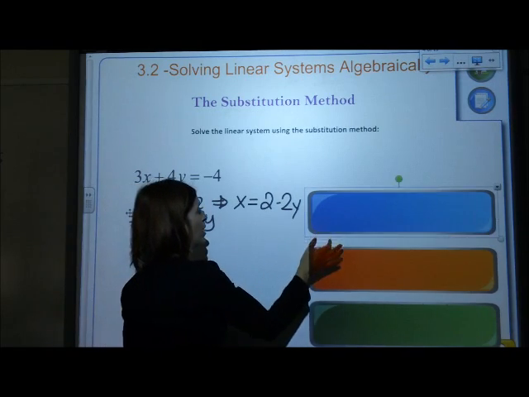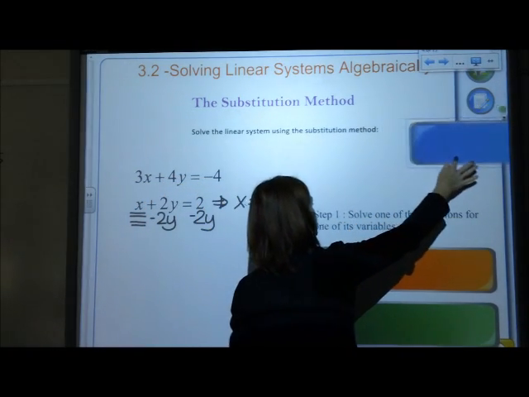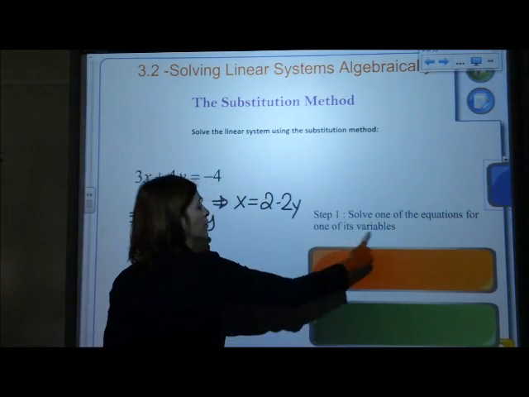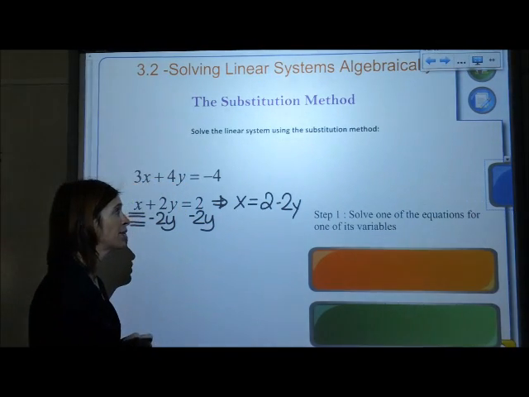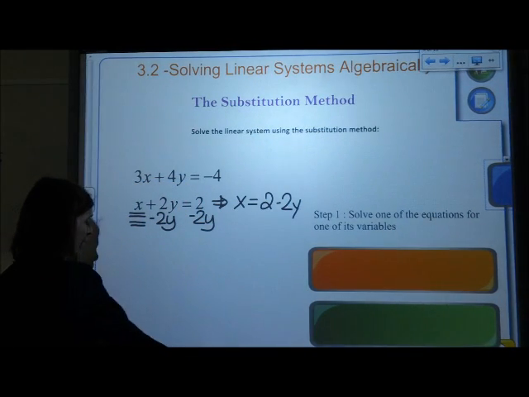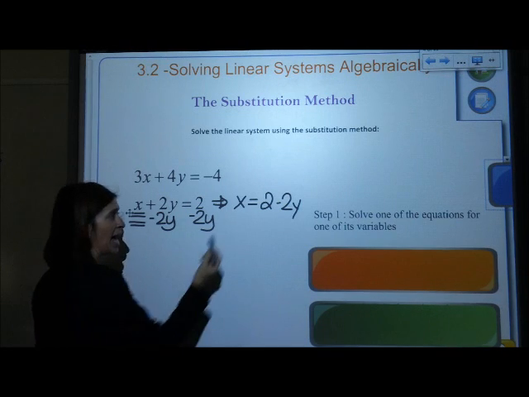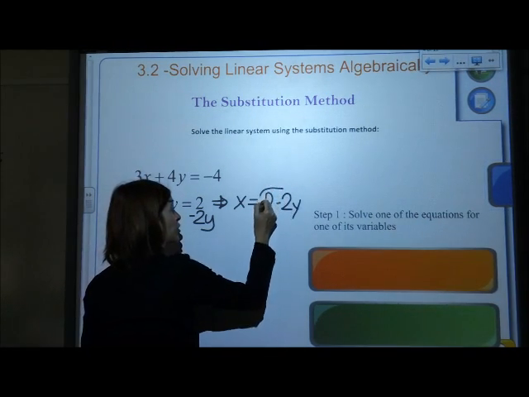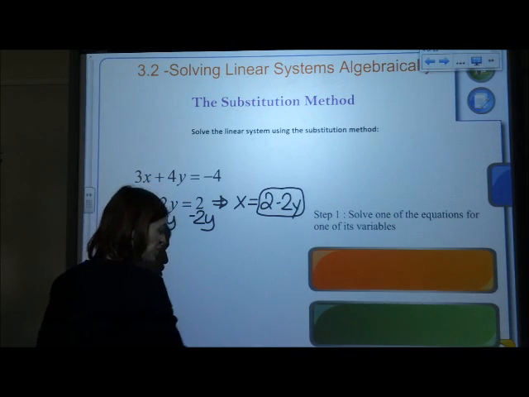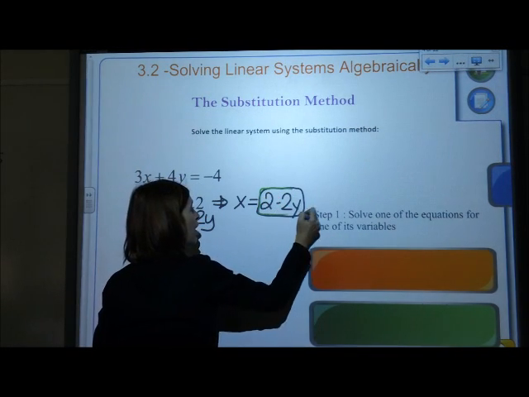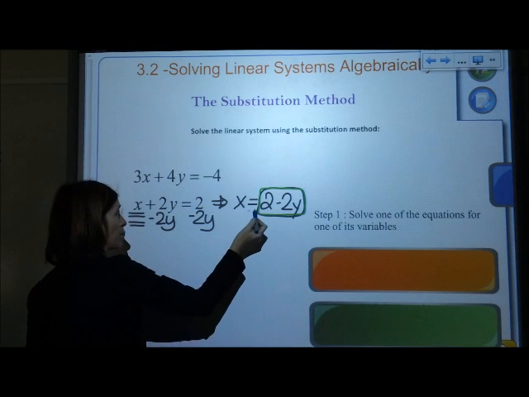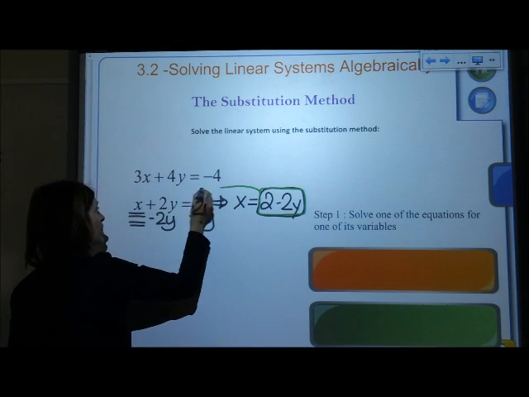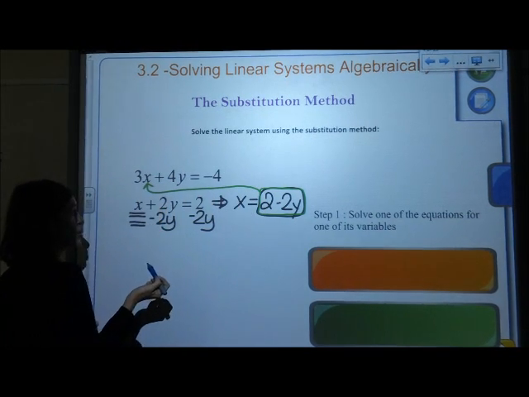Okay? So step 1 is then to solve one of the equations for one of its variables. You can write the step down if you need to. All right. Then you're going to take that 2 minus 2y, that value you came up with for x, and you're going to substitute it into the other equation. So I'm going to take that and I'm going to plug it in for x in the other equation.